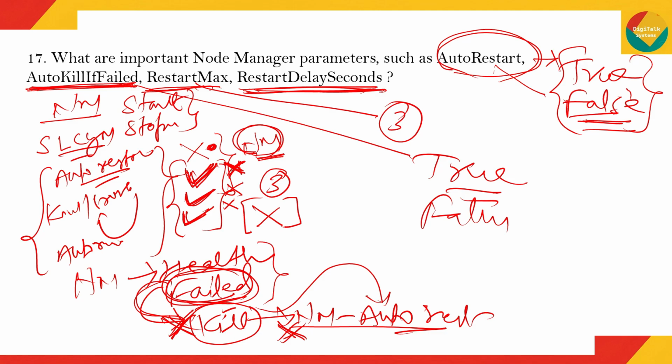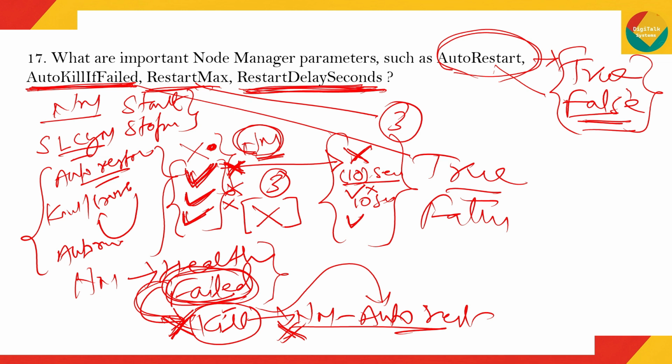So this is the first attempt, server did not come up, then wait for some time. For example, if I give restart delay seconds 10 seconds, so after the first attempt it will wait for 10 seconds, then it will go for the second attempt. Server didn't come up, again it will wait for 10 seconds, then it will go for the third attempt. Okay, like this. So this is called the restart delay seconds.